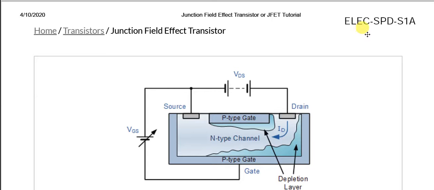Dear student, today's topic is the junction field effect transistor, and the code is ELEC-SPD-S1A, Electronics Special Devices, section 1A. Junction field effect transistor, as its name indicates, involves a field effect phenomenon. It is different from the bipolar junction transistor, the BJT, which we have studied earlier.